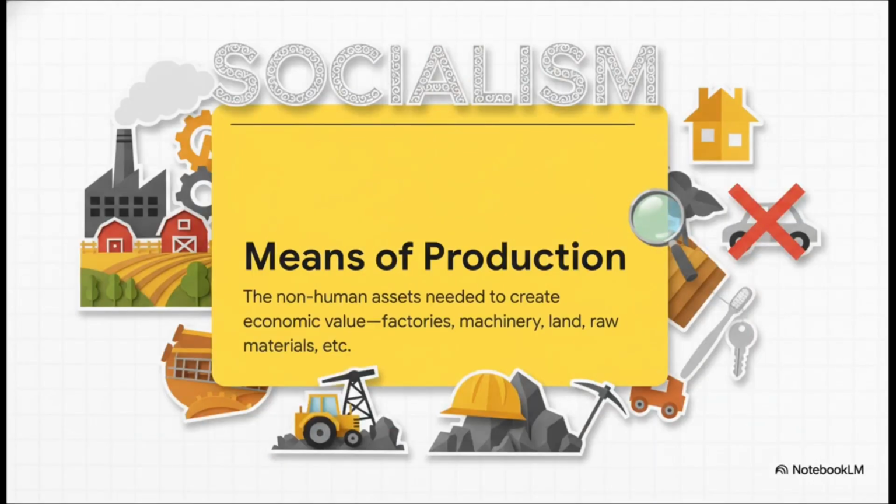So, what in the world are these means of production? I know it sounds a little technical, but it's actually pretty simple. It just means all the non-human stuff we need to produce goods and services. Think about the big picture things: factories, large farms, heavy machinery, mines, that kind of thing. This is not about your personal property. You know, your toothbrush, your car, or your house. The focus is really on the major productive assets that a whole society relies on.